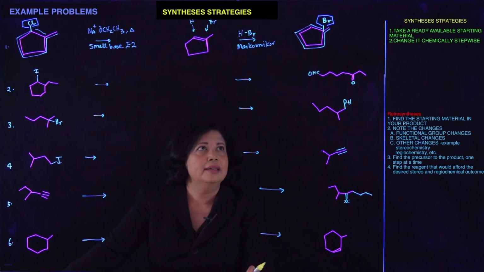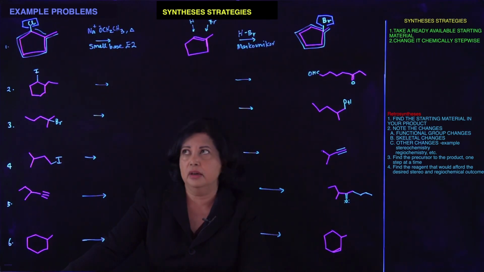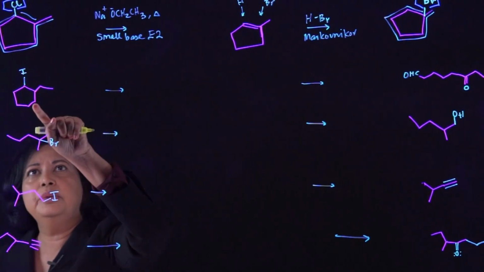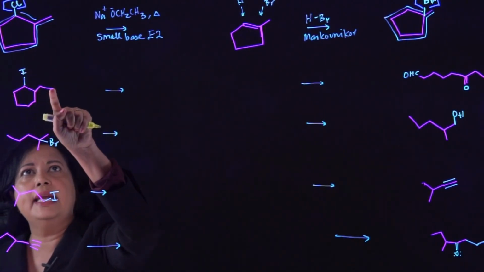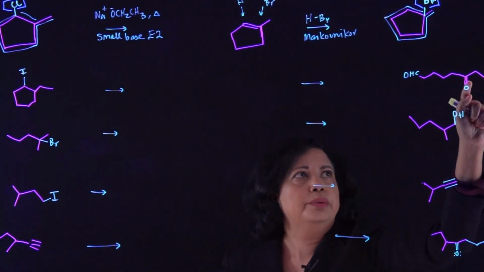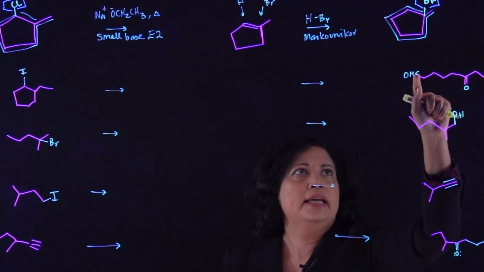Synthesis. Let's look at the second one. Well, at first glance, it looks like they have nothing in common. But do they? Let's look at it. 1, 2, 3, 4, 5, 6, 7, 8 carbons. 1, 2, 3, 4, 5, 6, 7, 8 carbons.